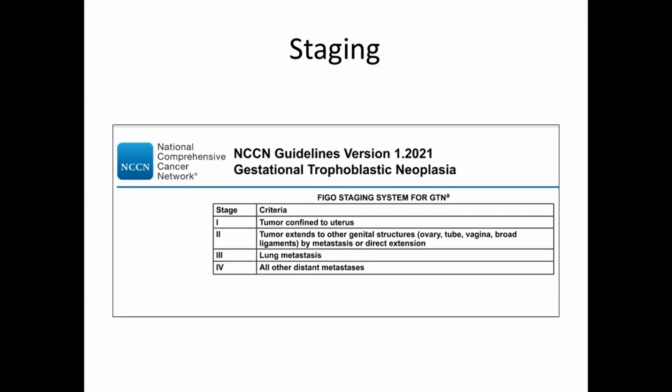Now the staging, as for the FIGO staging for GTN, this slide has been taken from the latest NCCN guideline. Stage one is tumor confined to the uterus. Stage two, tumor extends to other genital structures like ovary, tube, vagina, etc., by metastasis or even by direct extension. Stage three is lung metastasis. And stage four is all other distant metastasis other than lungs.